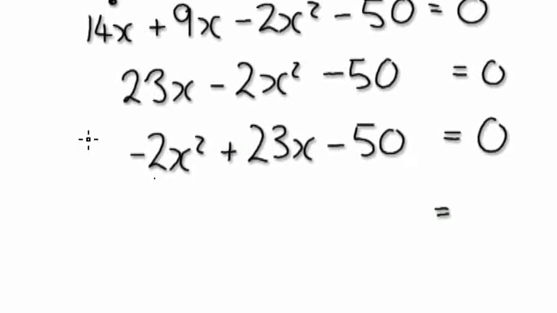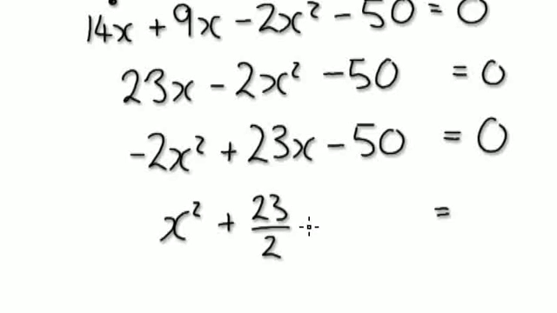So let's divide both sides. Remember, we want the coefficient of x squared to be positive 1, so let's divide everything by negative 2. This will become x squared, and then minus 23 over 2 x. Sorry, negative.